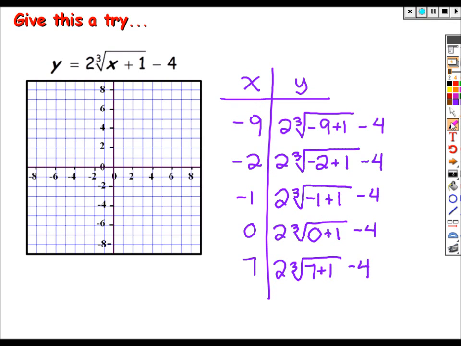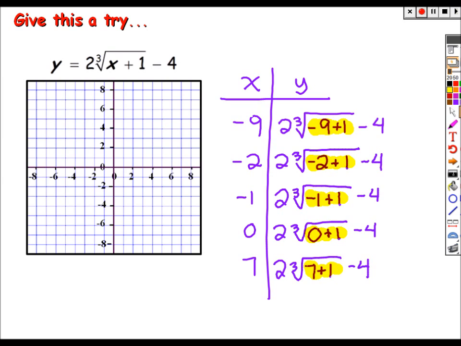So here's my table. These are the x values that I picked: -9, -2, -1, 0, 7. Why did I pick these x values? Well, if you solve those equations I just had written, -9 plus 1 is -8, and I can take the cube root of -8 and get a whole number. -2 plus 1 is -1, that's also a perfect cube. 0 is a perfect cube, 1's a perfect cube, and 8's a perfect cube.